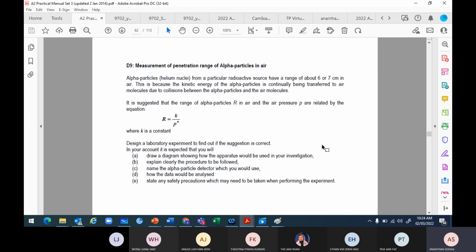We show first, 10 minutes to get the design. How will you design an experiment to prove that? We want you to investigate how the range of the alpha particle is related to P like this. Prove this equation is correct. So first thing, always you need to identify what is independent, what is dependent, and what are the variables to keep constant. That's the fundamental, and only then can you start to design. So write first what is independent, what is dependent, and what are the variables to keep constant.